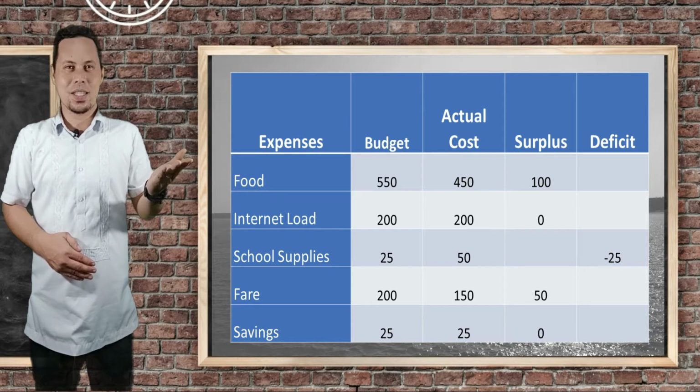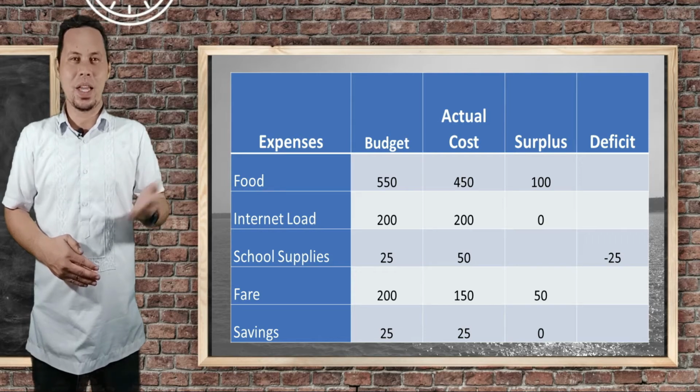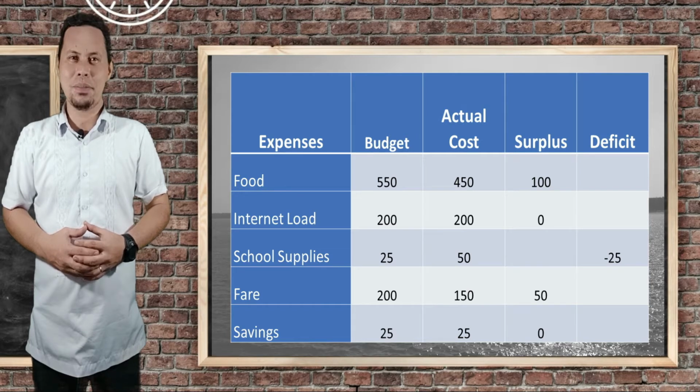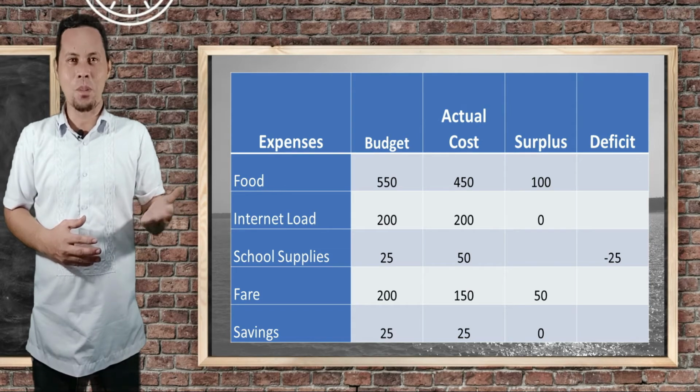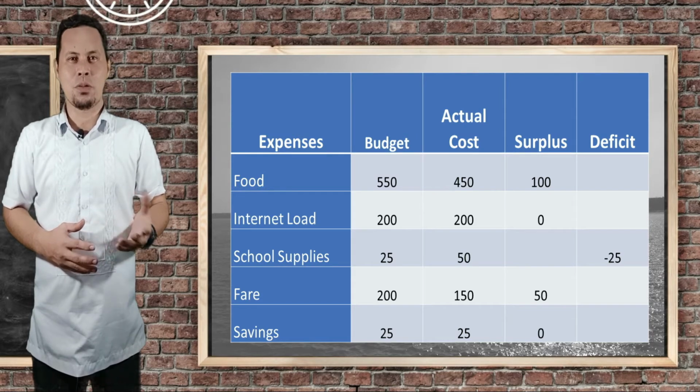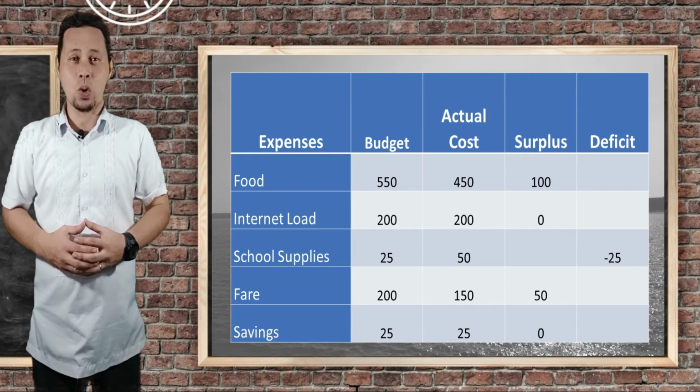As you see, guys, it is composed of different columns and rows. For the first column, we see there the different expenses like food, internet load, school supplies, fare, and savings. For the second column, we have the budget, proposed budget. Then the third column, the actual cost. And the fourth, we have the surplus from the budget. And for the fifth one, we have the deficit column.